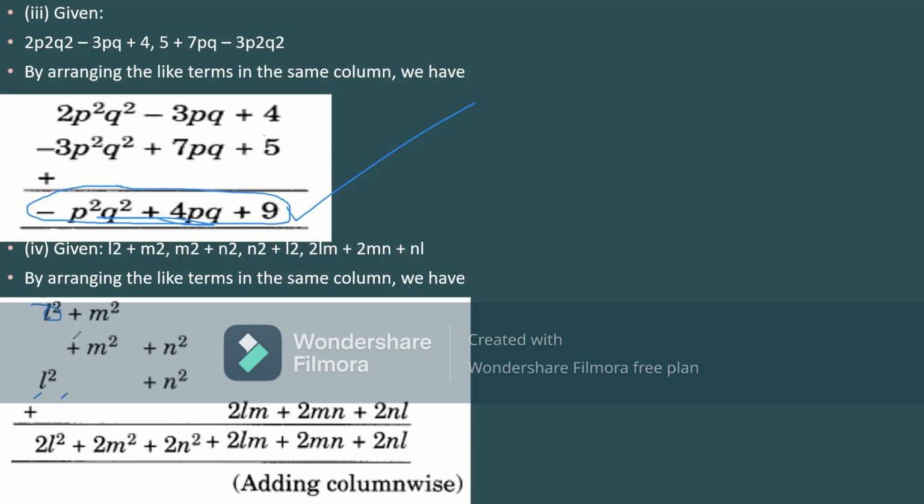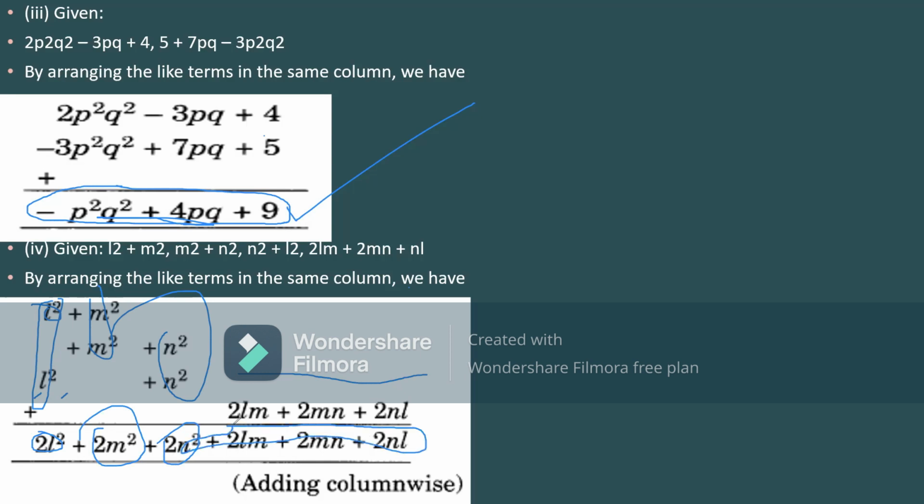You should first collect the like terms, keep them in an order. L squared plus L squared is how much? 2L squared, right? M squared plus M squared is how much? 2M squared. N squared plus N squared is 2N squared. There is no like term of 2LM, 2MN, and 2NL. You should write these all as it is.